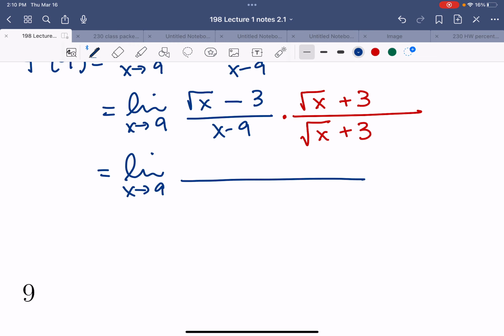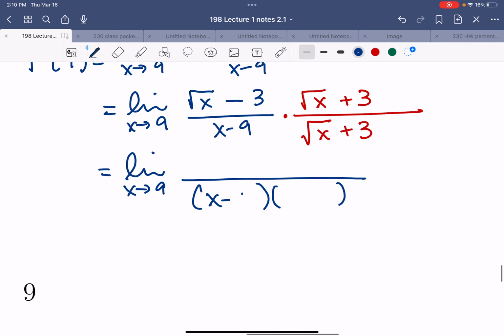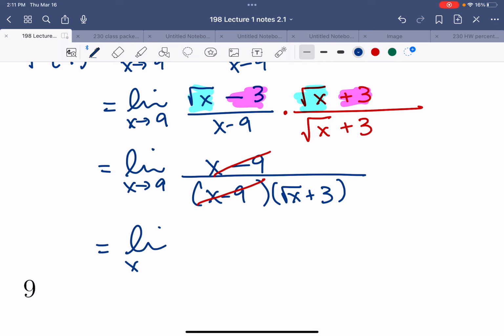Again, the denominator is just these two quantities multiplied together. We're not going to distribute or anything funky like that. Just stick with what we've got. In the numerator, you're just doing the first terms times the first terms, that gives you your x, and then your second terms, so negative 3 and positive 3 gives you negative 9. Again, in this situation, this is a nice one where it just cancels right out. I don't have to work for it. And I get the limit as x goes to 9 of 1 over the square root of x plus 3. Plug in our 9. The square root of 9 is 3, so 1 over 3 plus 3 is 1/6.